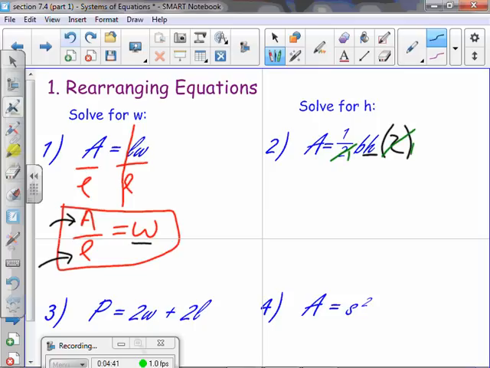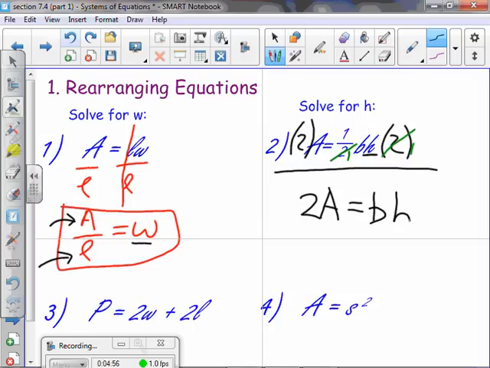And I don't have to worry about fractions anymore because that 1/2 and the 2 canceled out. However, when I multiply one side by 2, I have to multiply the other side by 2, and then I will rewrite my equation. So I get 2a is equal to bh. Well, I'm not done yet because I want to know what h is.